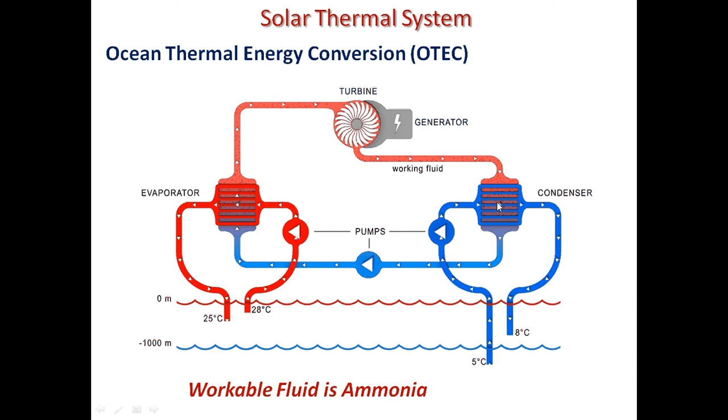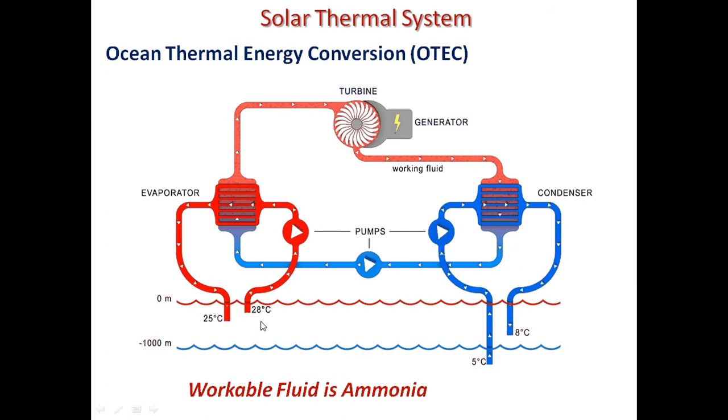This vapor ammonia is brought back, and it is allowed to condense. Now for the condensation, the water at the bottom of the sea, which is at 5 degrees, is used in the condenser. So this 5 degree water is brought to this heat exchanger again, and this ammonia gas or vapor is condensed back by the 5 to 8 degree temperature of the water. This ammonia is condensed back to liquid ammonia, and we have our liquid coming back to this position.